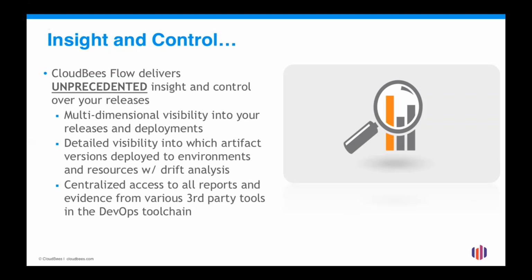Or I did an update on my production environment. Can I verify that my production environment is still aligned with what it is supposed to do in there? That I didn't have any manual or local change on these environments. So it's really a control insight, and obviously a centralized access to the reports and the evidence from the various third-party tools in the DevOps toolchain.